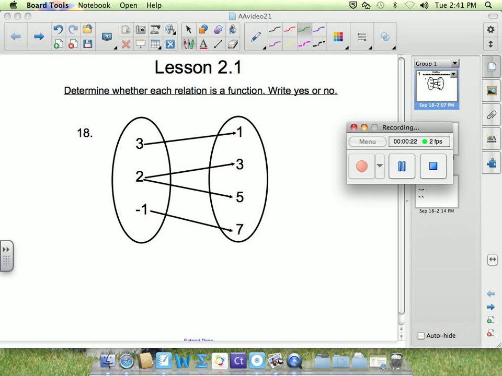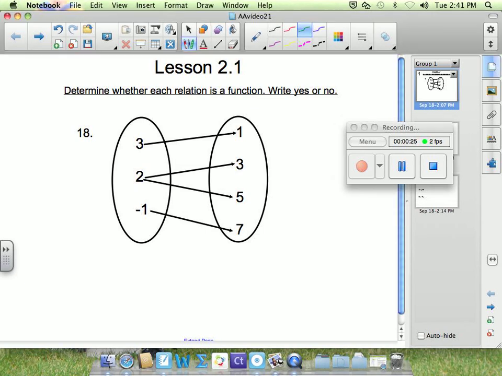If you look, the number 2 is matched with two different numbers, a 3 and a 5. If one value from your domain is matched with more than one number from your range, then it is not a function. So number 18, the answer is not a function.